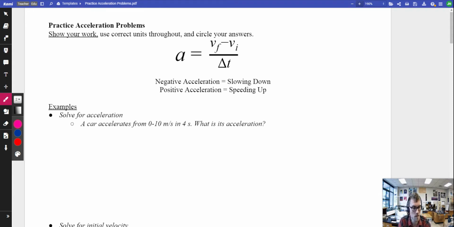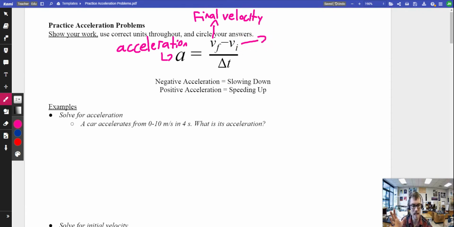Before we get into those example problems, though, we need to take a look at our equation to make sure that we know what all the different parts are. So our equation is that acceleration, A, is equal to VF, this is our final velocity, minus the initial velocity. Final, that's at the end, initial, that's at the beginning.